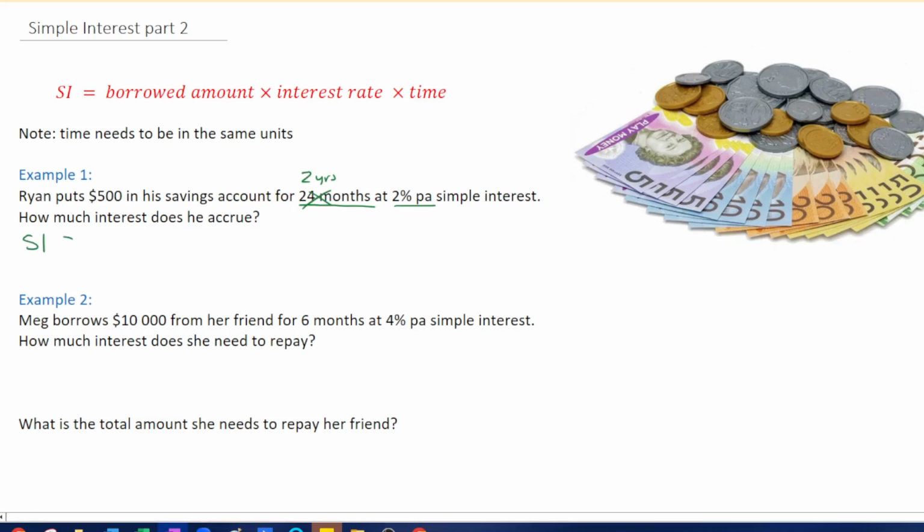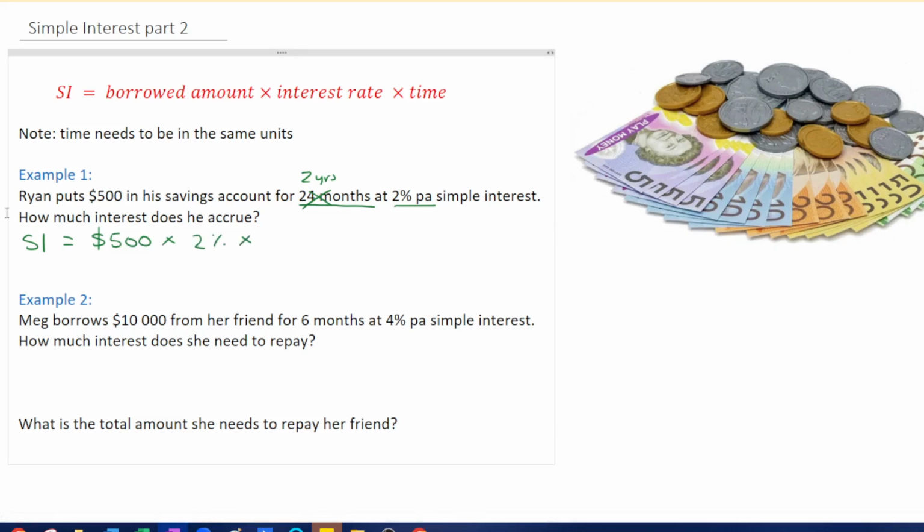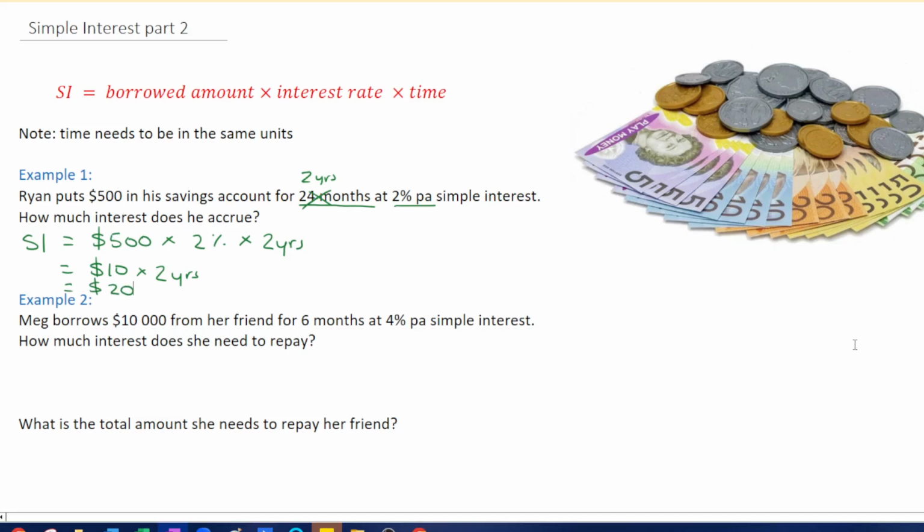So simple interest equals the borrowed amount, which is $500, times the interest rate, which is 2%, times the time that we borrow for, which is 2 years. Okay, so 2% of 500 is 10, times 2 years. Oh, I run out of space here. Equals $20. So he makes $20 after 2 years of putting his money in the bank. Okay, now let's look at our next example.